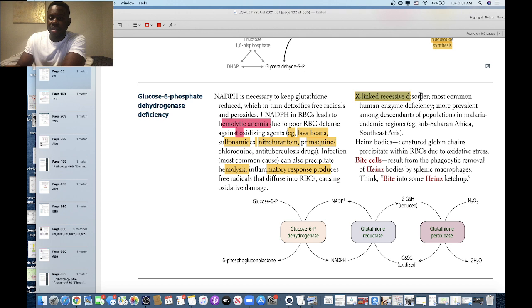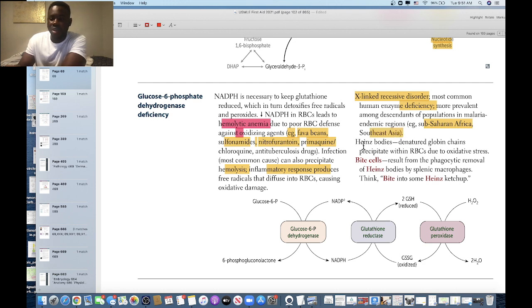Now, it is X-linked recessive. It's an X-linked recessive disorder, the most common human enzyme deficiency, and most prevalent among descendants of populations in malaria endemic regions. That's sub-Saharan Africa and Southeast Asia.